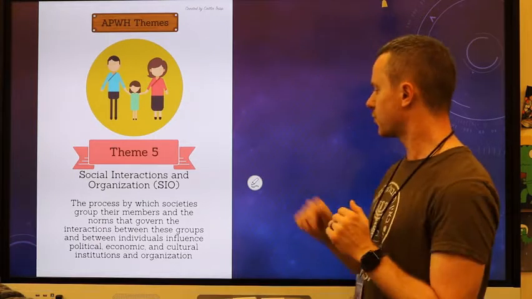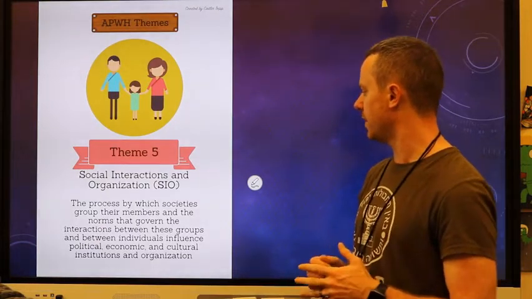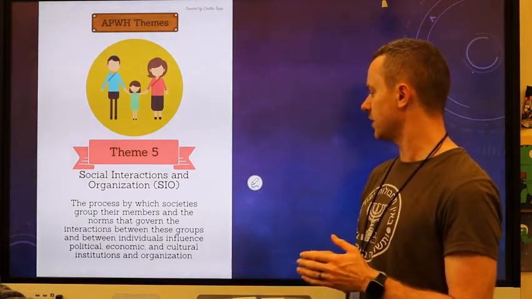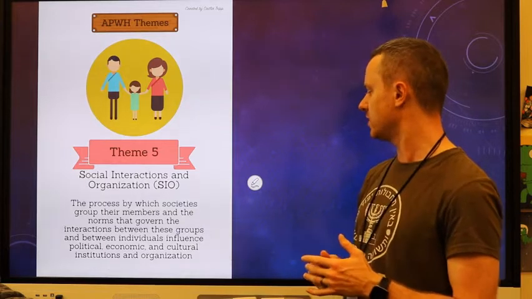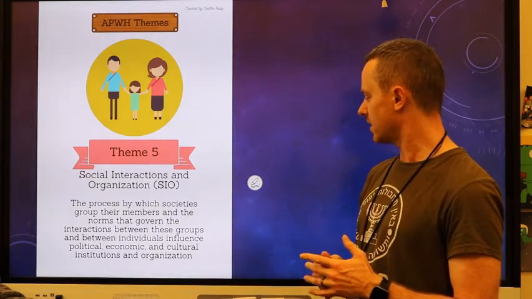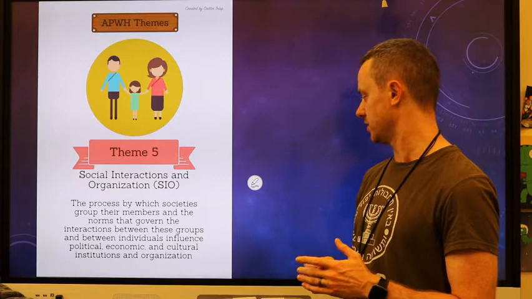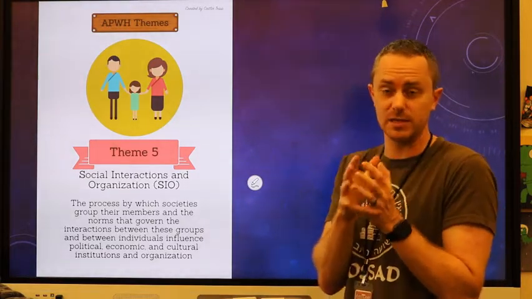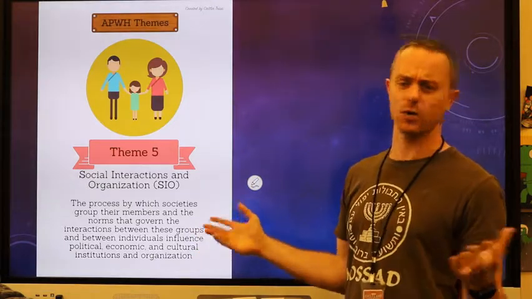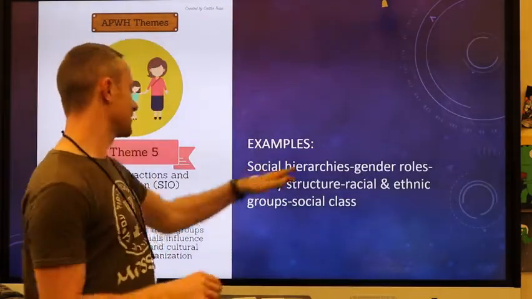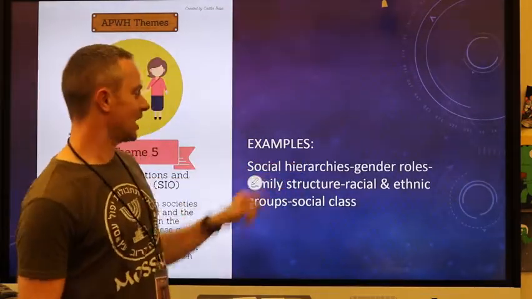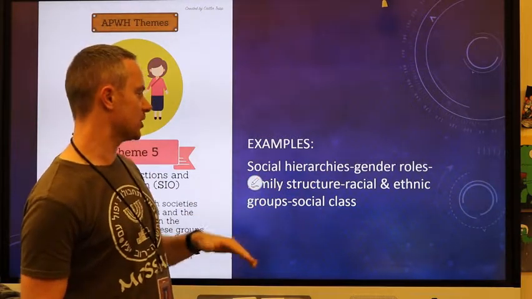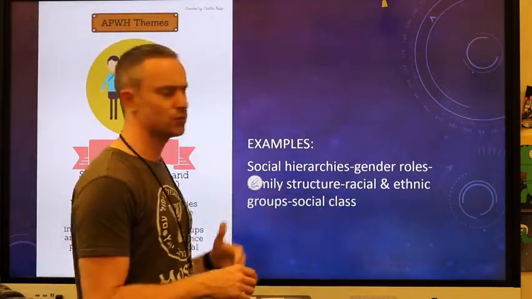Okay? Theme number 5, social interactions and organization. This is the process by which societies group their members, and the norms that govern the interactions between these groups and between individuals influence political, economic, and cultural institutions and organization. Would you believe how we organize our families and societies impacts those things? Of course it does. Social interactions include social hierarchies, gender roles, family structure, racial and ethnic groups, and social class.